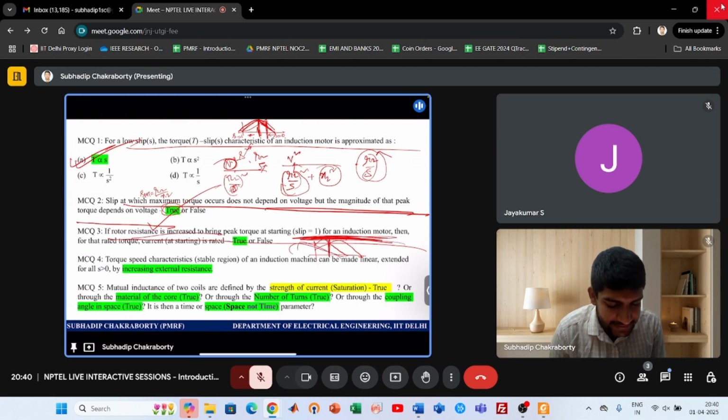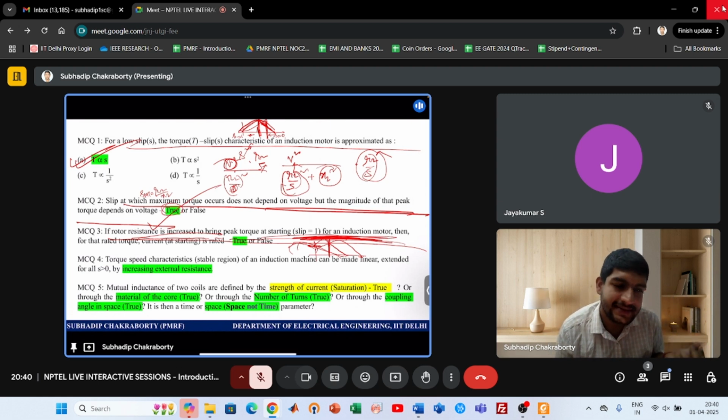So what it is asking: rotor resistance is increased to bring peak torque at starting. Then for that torque, current at starting is rated. Obviously true. Because if you increase the torque at starting to the peak torque, then for producing that peak torque, current will also be maximum, right? If you try to balance the power, in order to produce such a torque at starting, it should take more current, more active component of current plus the no load current. So the current also increases, right?